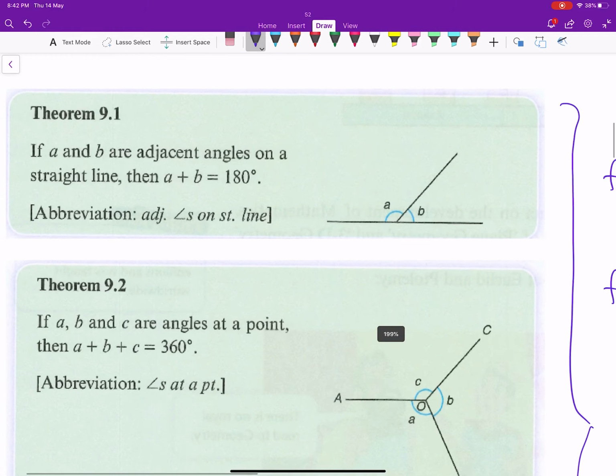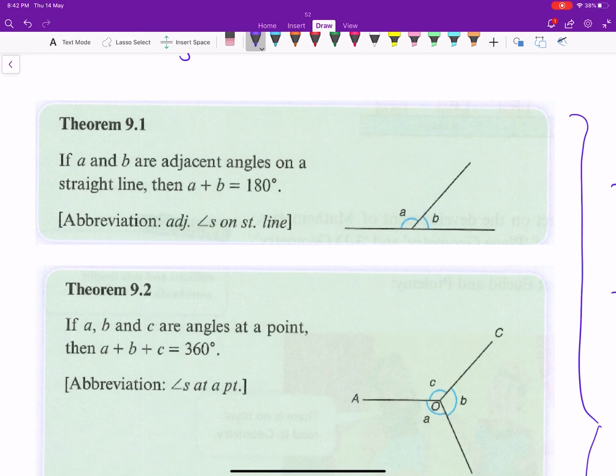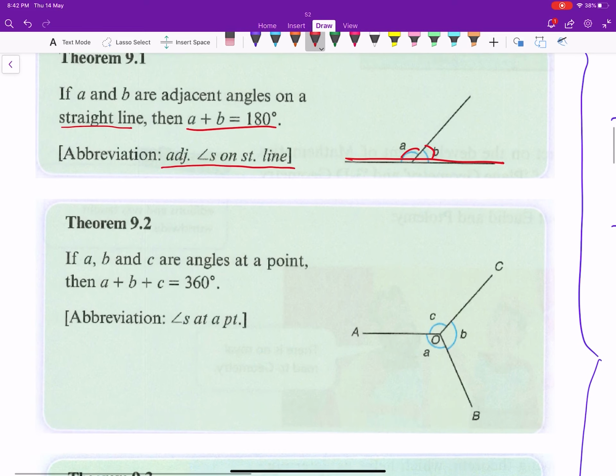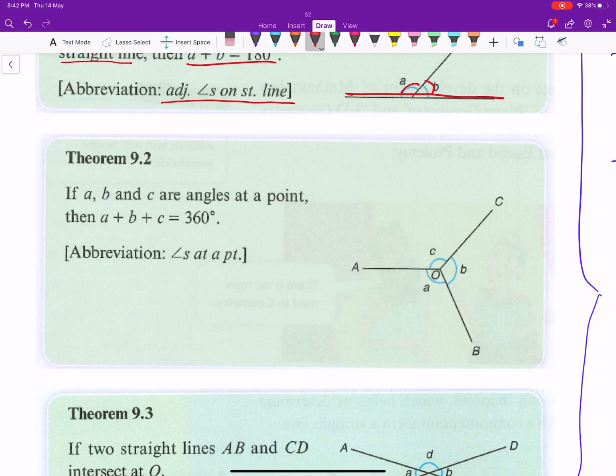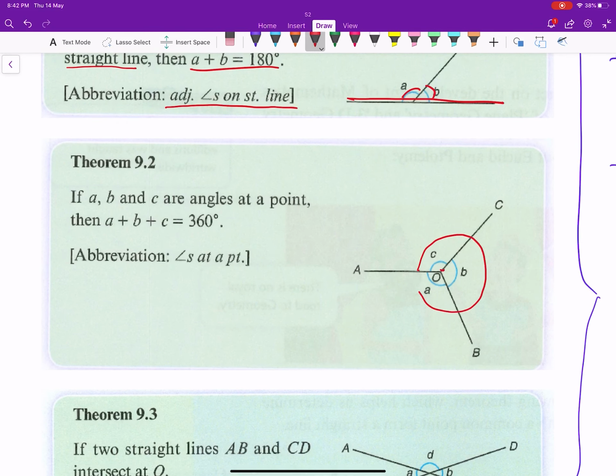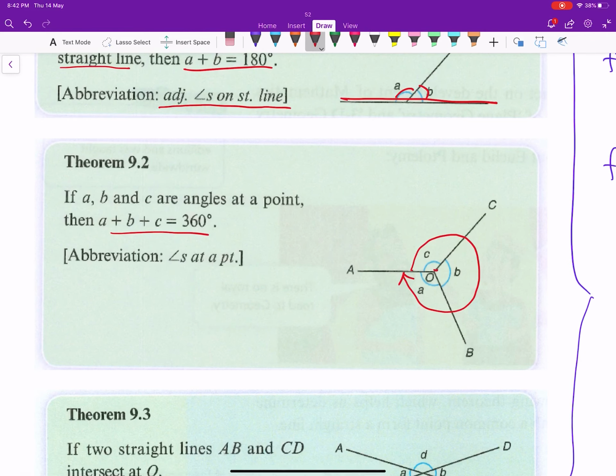So let's have a quick revision on theorem 9.1. For a straight line, the adjacent angles will sum up to 180 degrees, and the reason is adjacent angles on a straight line. You need to remember and write down this reason in your quizzes and your CA tests. And then you can see that this is a round circle, so the angles will sum to 360 degrees. So the reason is angles at a point.